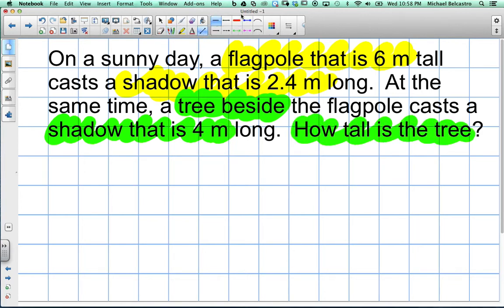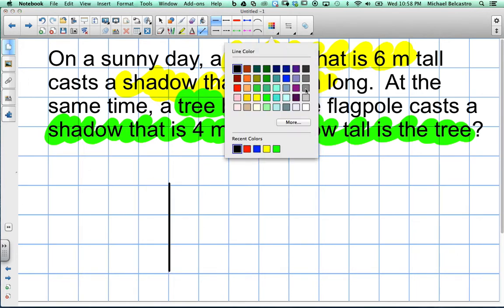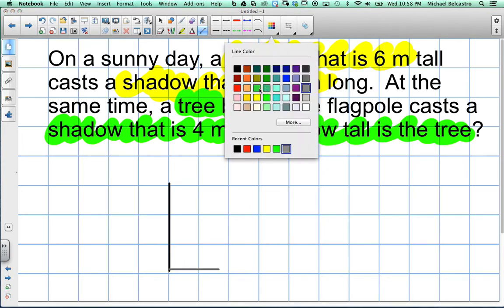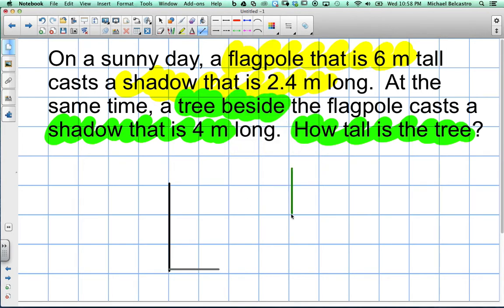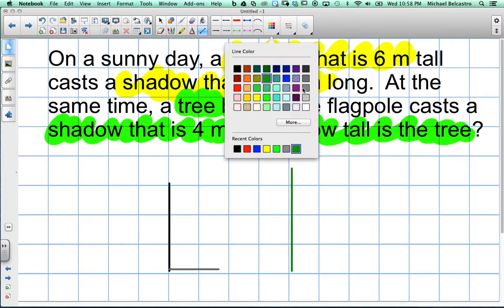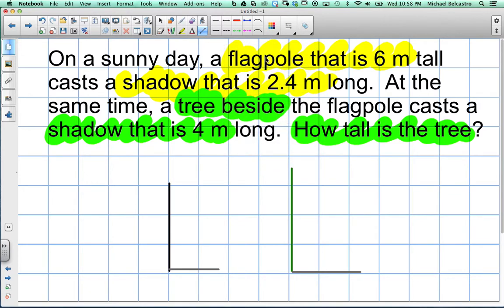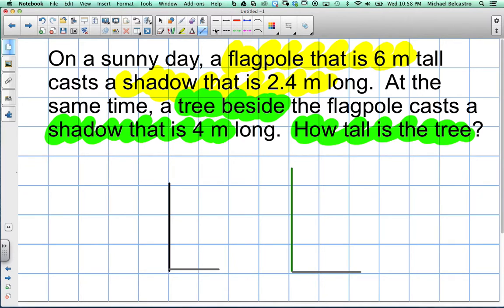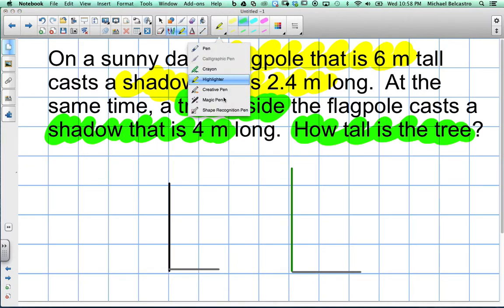Okay, so we can set these diagrams up in several different ways. One way is very straightforward. Here's our flagpole. Here's our shadow. And then maybe here's our tree, and here's its shadow, which is a little longer. Remember, it was 4 meters rather than 2.4 meters. With all the things being the same, we've built our similar triangles.